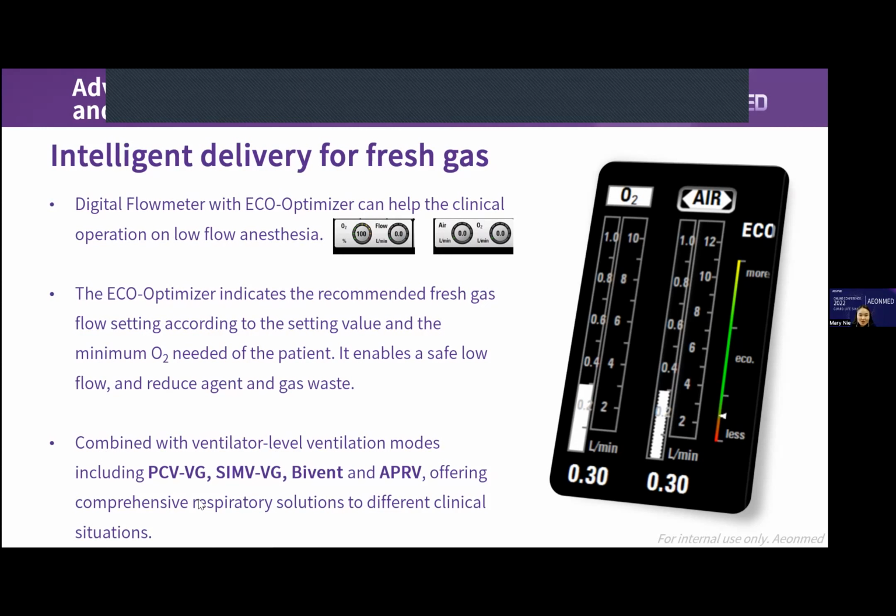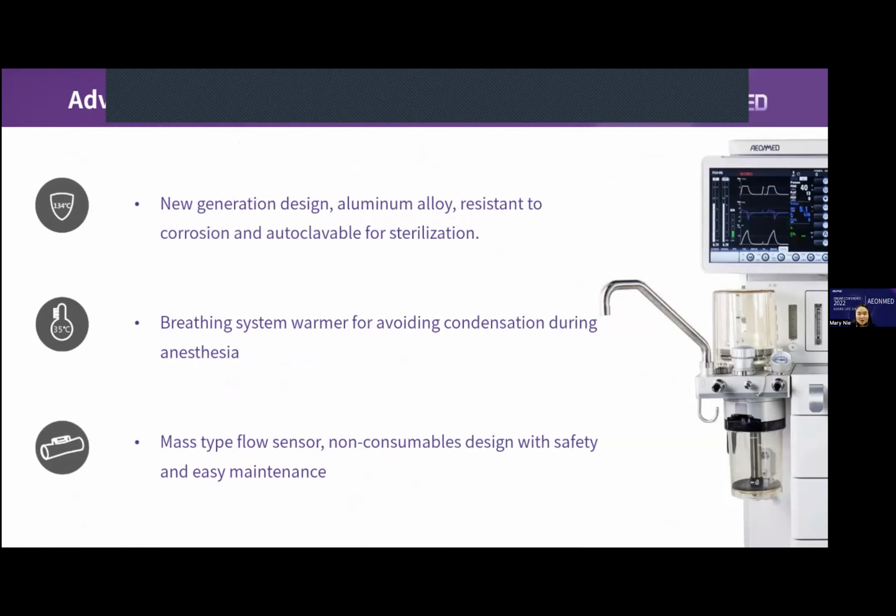We have the PCV-VG and we have the SIMV-VG and APRV, such diverse ventilation modes here in our anesthesia workstation to help our anesthesiologists face more and more complicated clinical situations. And the next one is going to the hardware.